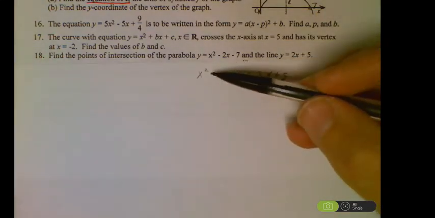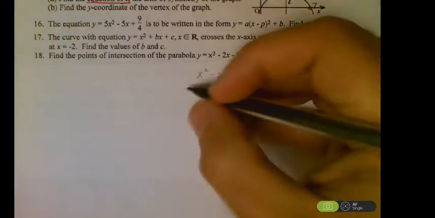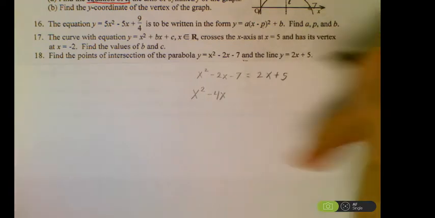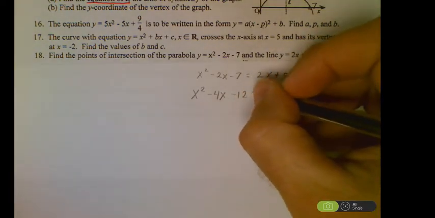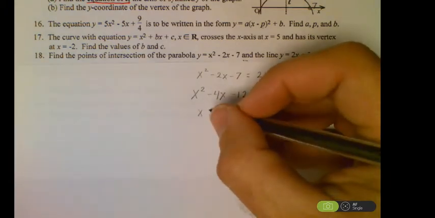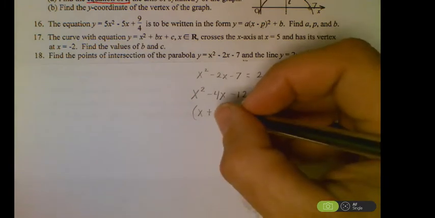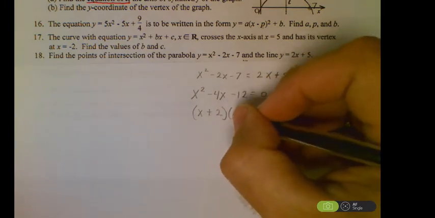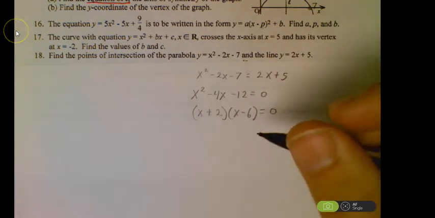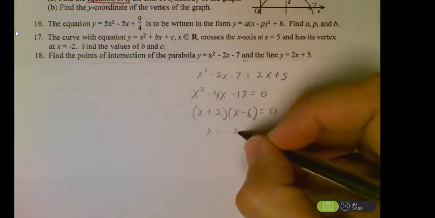And we're solving a quadratic. We like those to equal 0, so I'm going to subtract 2x, subtract the 5, make this whole thing equal 0, so negative 4x minus 12 equals 0. So we could solve that pretty easy by factoring. So x plus... So we got our two factors, so two solutions would be negative 2 and positive 6.